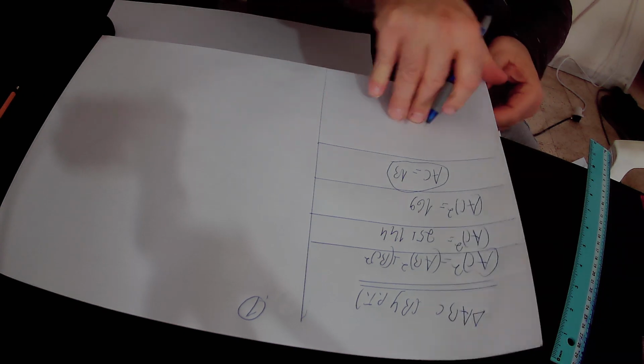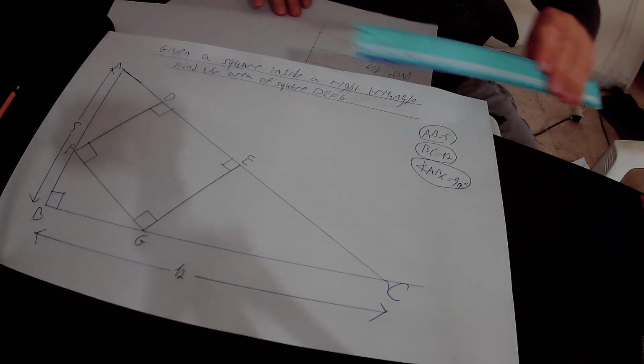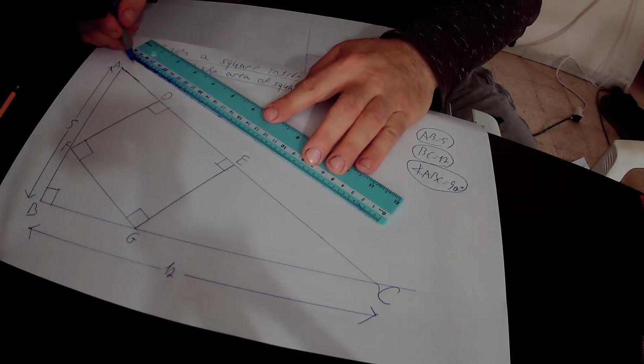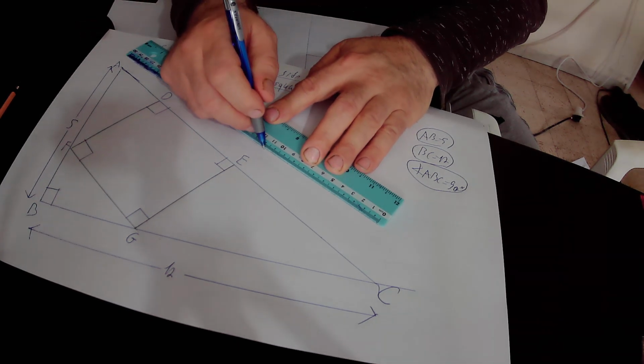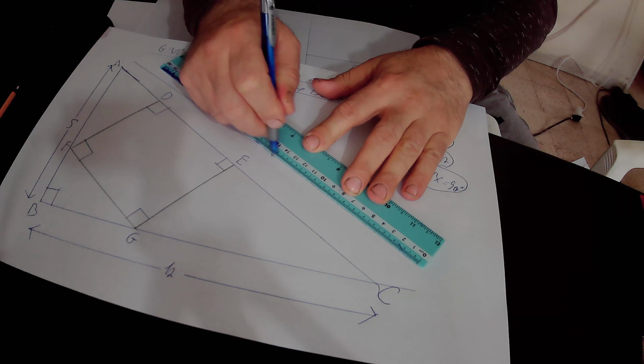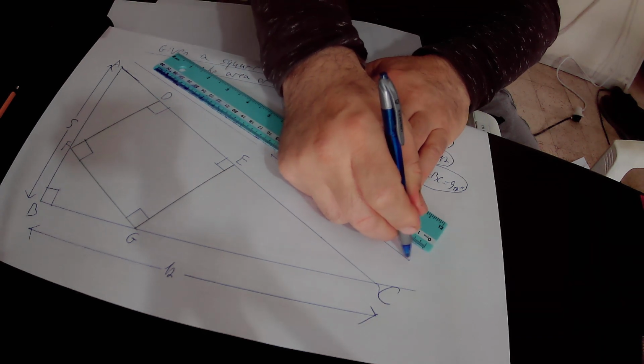So here, I write it down. AC equals 13 units in its length.